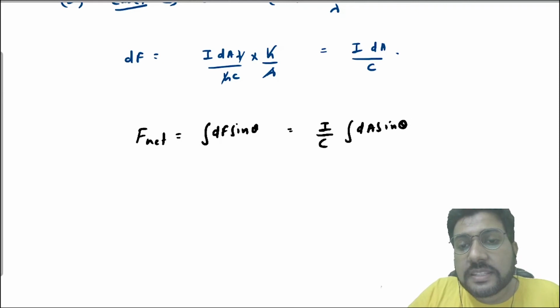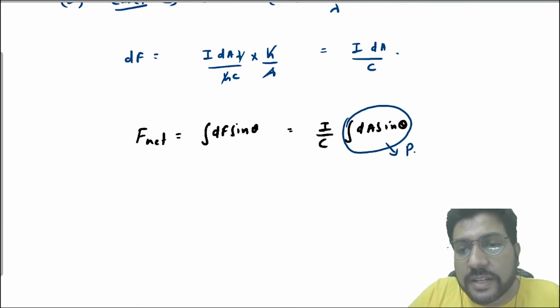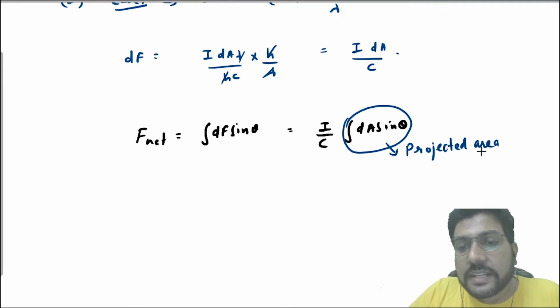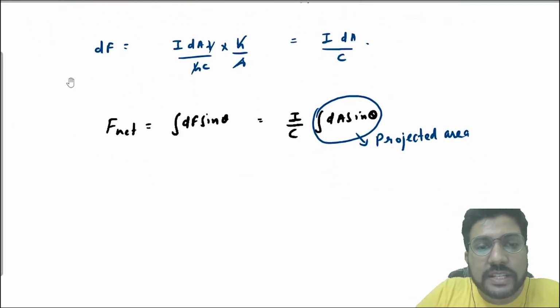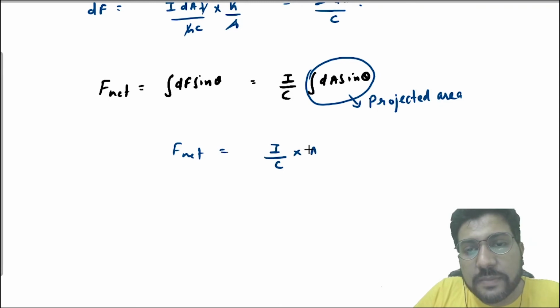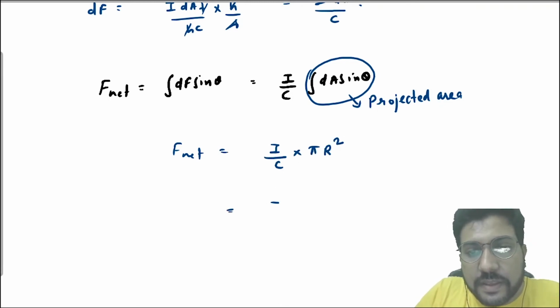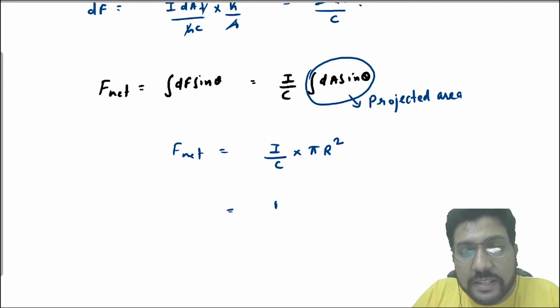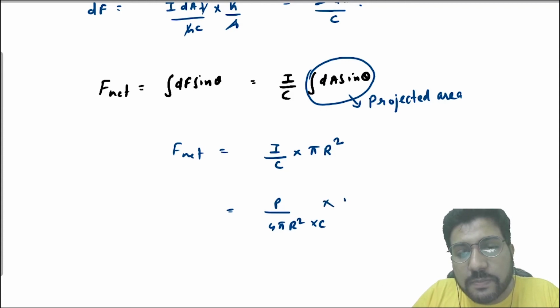Okay, but this integration dA sine theta is actually called the projected area. I will not calculate it. The integration of dA sine theta is called the projected area. So from this you will get the net force is equal to I by c multiplied by the projected area, that is pi r square. Now I is P by 4 pi r square, so it is P by 4 pi r square into c, into pi r square. Now pi r square cancels.